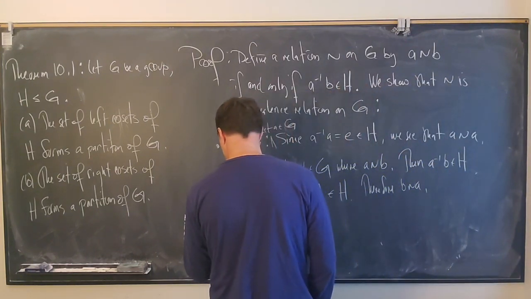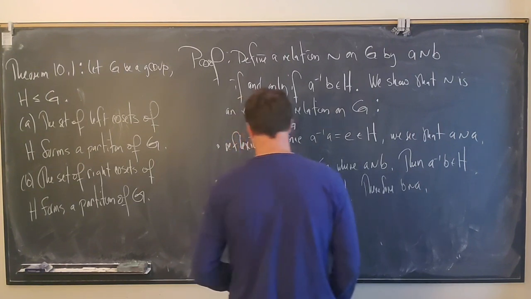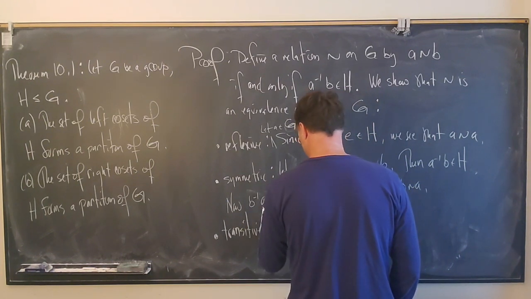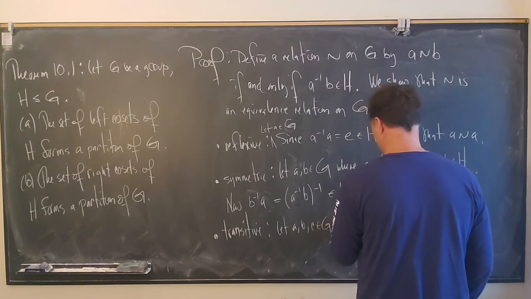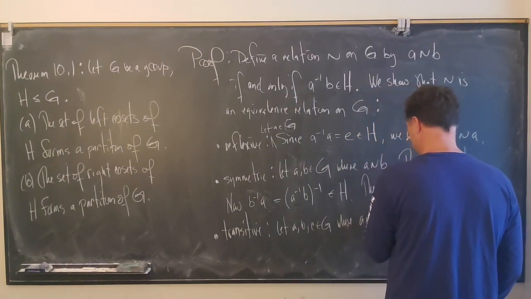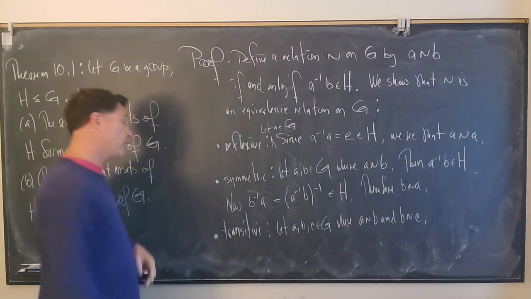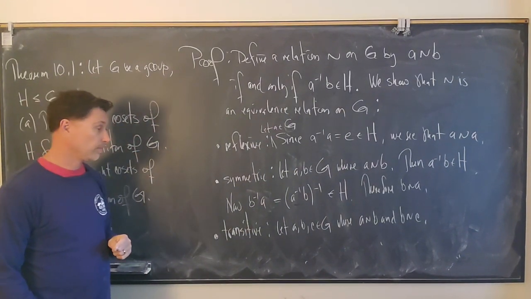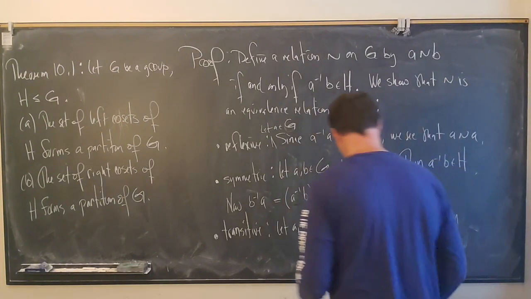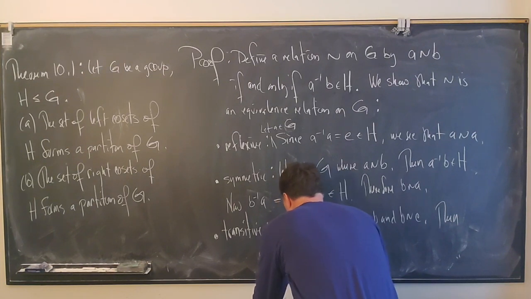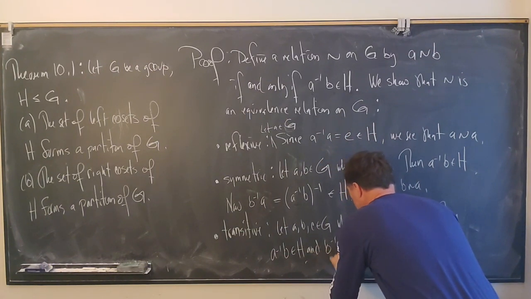And now for transitivity, I'm going to choose three elements. Let A, B, and C be elements of G, where A tilde B and B tilde C. Then what do we need to do if we want to prove transitivity? We need to show A tilde C. Well, let's write down what this means. Then A inverse B is an element of H, and B inverse C is an element of H.